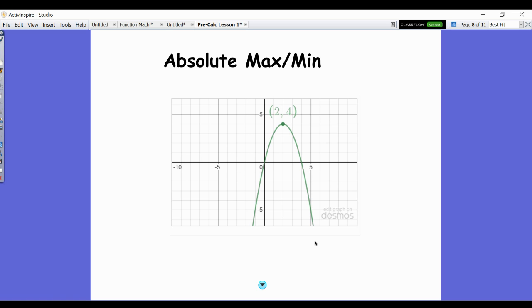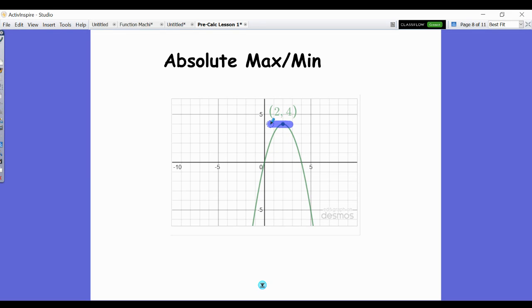Maximums and minimums. So we're looking at this function right here. We can see that this has a maximum because it goes up until it gets to the 0.24, and then it comes down, and then it keeps going on forever and ever. So because 24 is the only maximum there that we have, this point right here is called an absolute maximum.